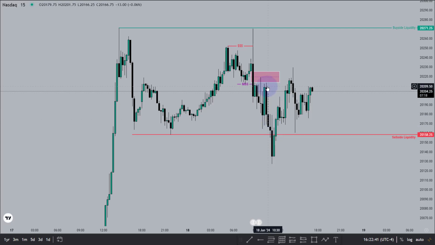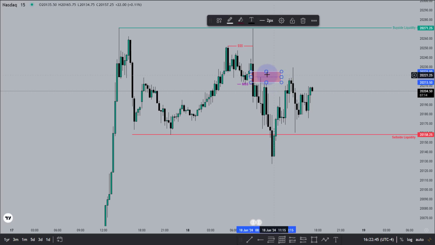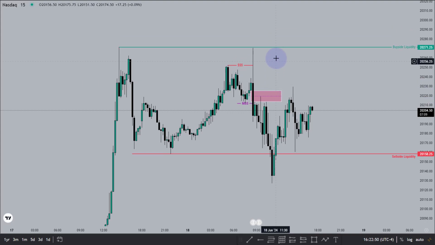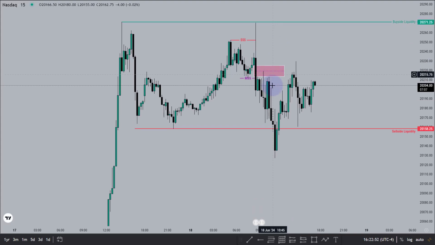At the same time, if you see market closed above this fair value gap, that means this fair value gap failed to hold the price. Then you will start to think that market is going to take that buy side liquidity. It's not interested to take this sell side liquidity.